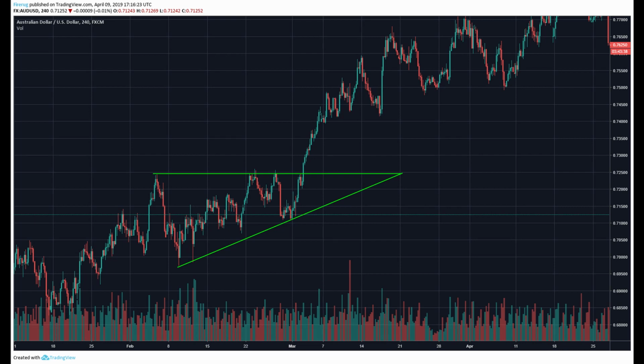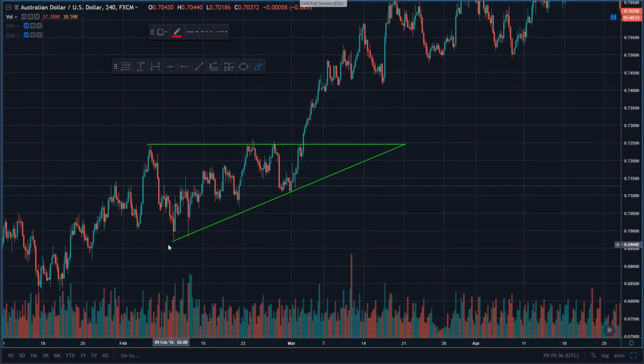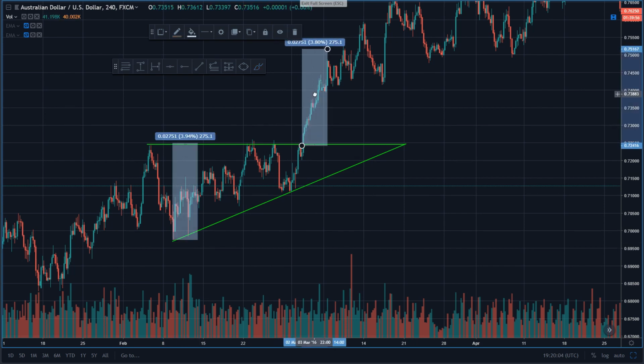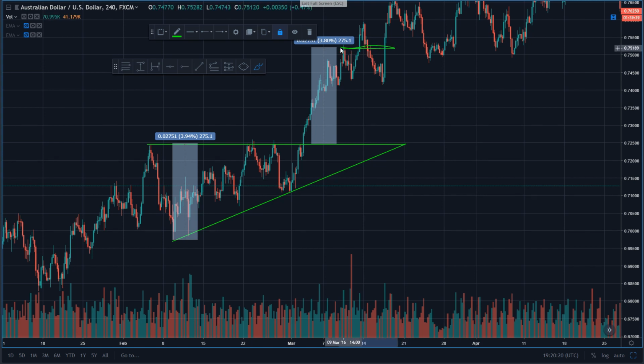Now, let's have a quick look at our Australian dollar example. For this particular setup, entering on the breakout would have been the best decision, as I mentioned earlier. We would place our stop here just below the lowest swing during the pattern formation. Using the standard measure rule, we would place our take profit target just here. As you can see, this trade played out perfectly for anyone that took it.